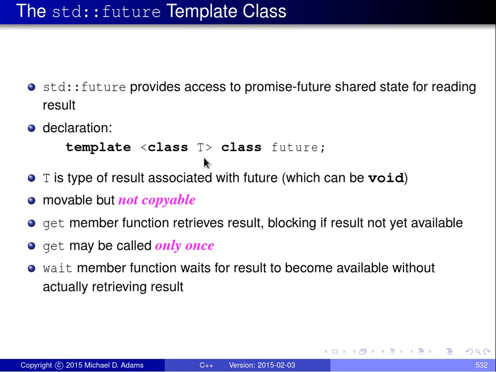And the declaration for the class is as shown on the slide. It's a template class, templated on a single type parameter, which I've indicated by T here. So this template parameter corresponds to the type that's being made available through the future. If T, for example, was int, this means that the result you're going to be reading out of the future object is of type int. By the way, T is allowed to be void, in which case there is no data that you actually read out of the future, but you can still use it for synchronization purposes.